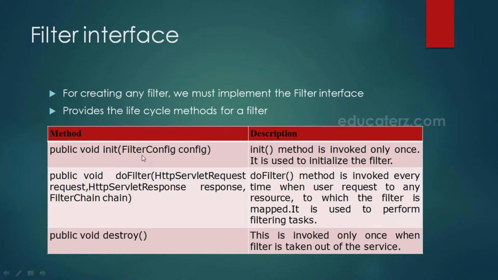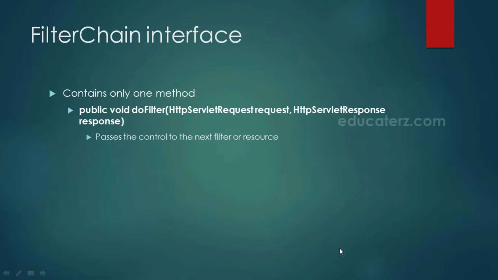The init method accepts a FilterConfig interface object, which is similar to the ServletConfig, and encapsulates the initialization and the context information. It is invoked only once and is used to initialize the filter. The doFilter method is invoked for each user request, and it is used to perform filtering tasks. And the destroy method is invoked only once when the filter is taken out of the server.